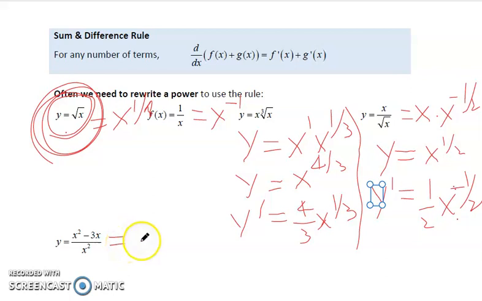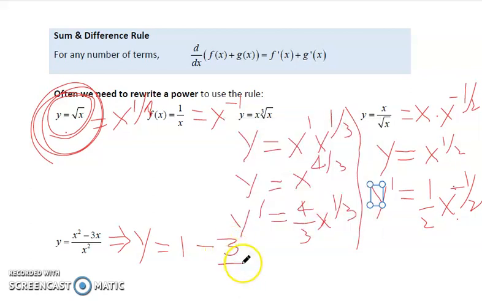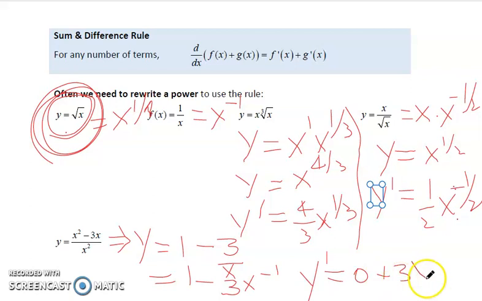And for the last one, break this up into two pieces. X squared over x squared, so you get y is equal to 1 minus, and 3x over x squared would be just 3 over x, which is 1 minus 3 times x to the negative 1. Your derivative would become 0, because 1 is a constant, and minus 3x to the minus 1 would become plus 3x to the negative 2. So there's your derivative, just 3 times x to the negative 2, or 3 over x squared.